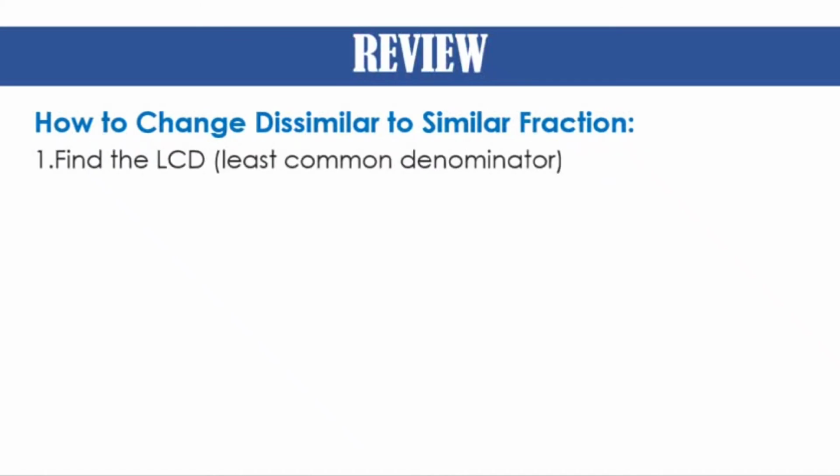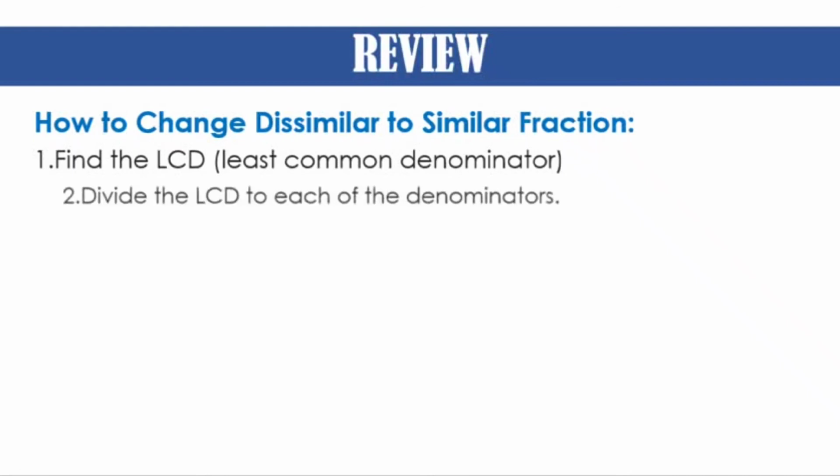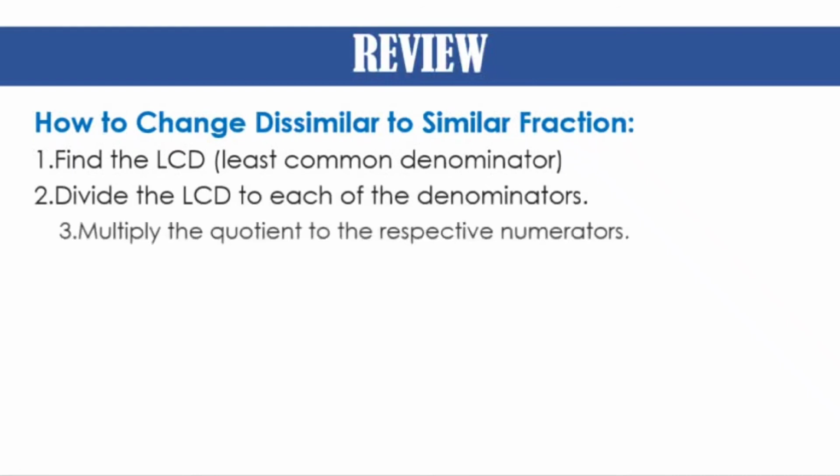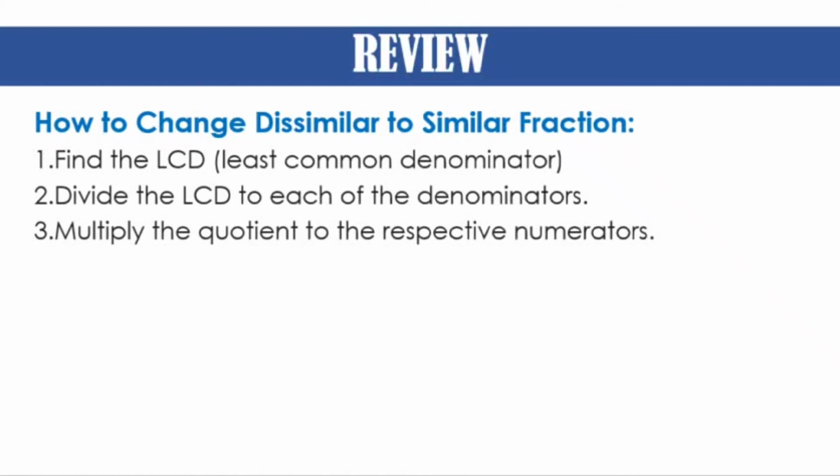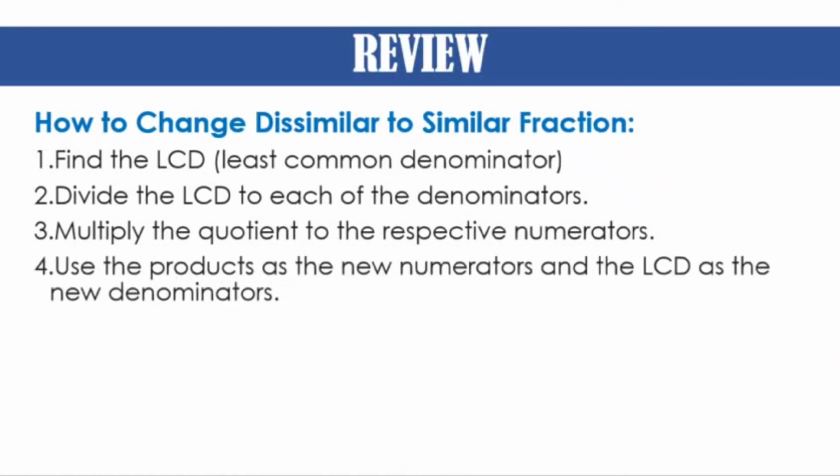First, find the LCD or least common denominator. Divide the LCD by each of the denominators. Multiply the quotient to the respective numerators. And use the products as the new numerators and the LCD as the new denominator.